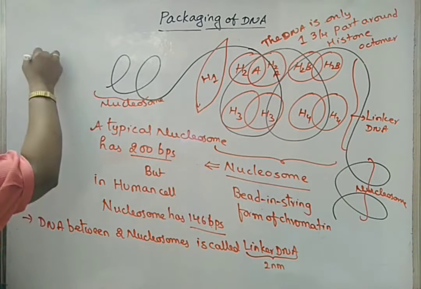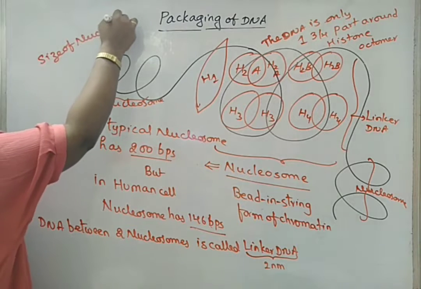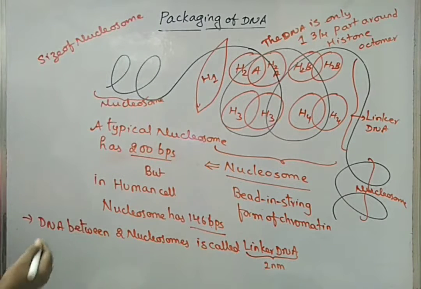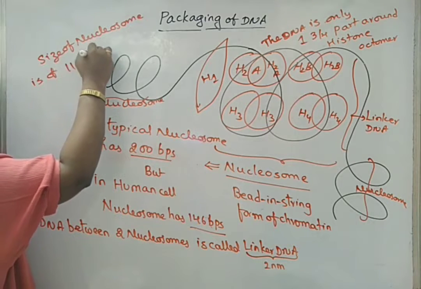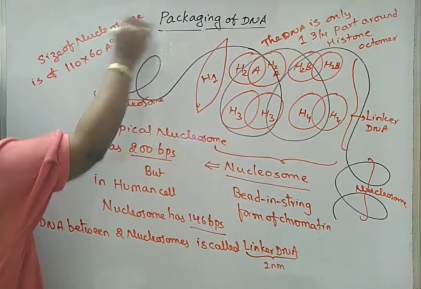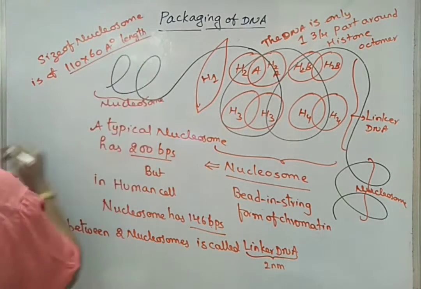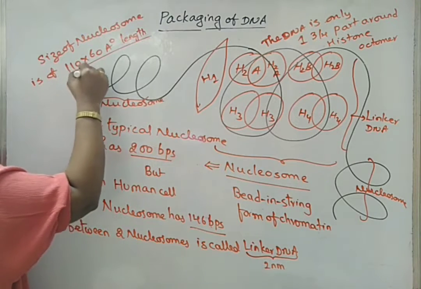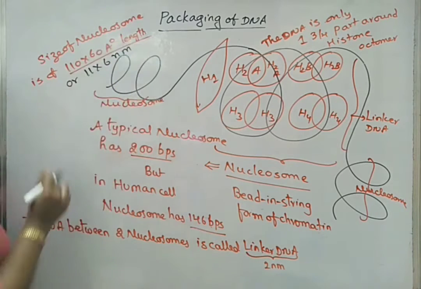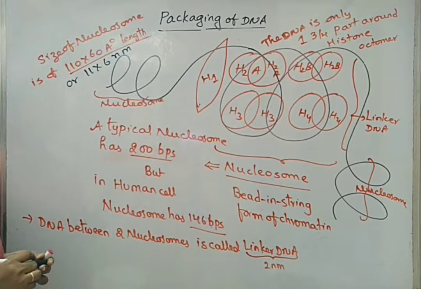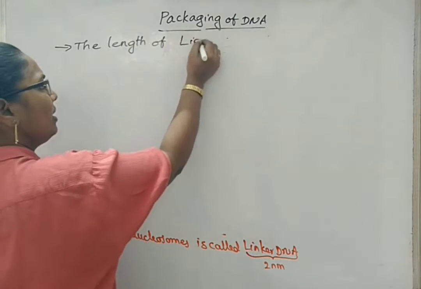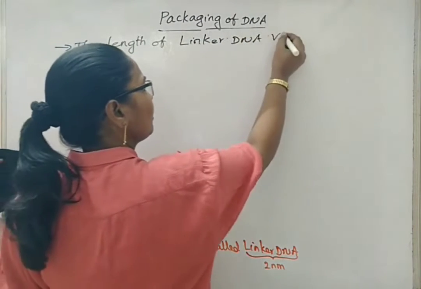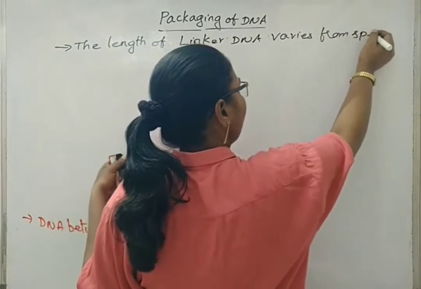Size of nucleosome can be said in other terms, that is of 110 into 60 angstroms in length. This one can be said in terms of nanometers as 11 into 6 nanometers. In case of angstroms, it is 110 into 60 angstroms in length. In terms of nanometers, it is 11 into 6 nanometers in length. The length of linker DNA varies from species to species.